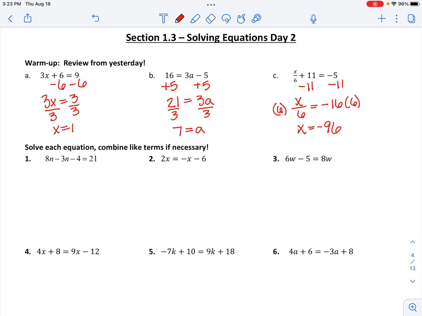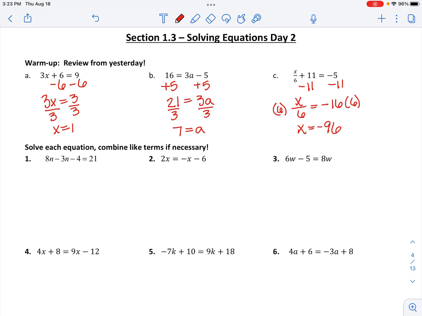You can pause the video if you need to look at those more, but making sure we remember that we always undo the addition or subtraction first, and then we undo any multiplication or division second, so that we can get the variable by itself. We are always using those inverse operations. So addition and subtraction are inverse operations from each other, and multiplication and division are inverse operations of each other.